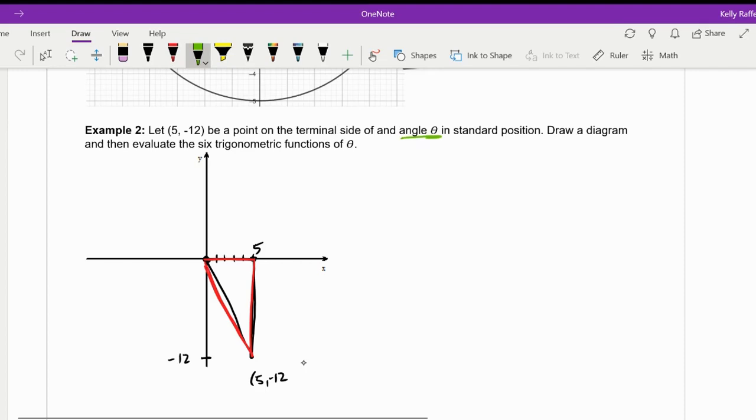And if we wanted this, where they say terminal side of angle theta, this would be the angle. The angle always goes around to the hypotenuse.